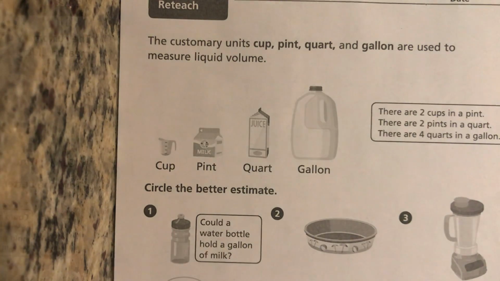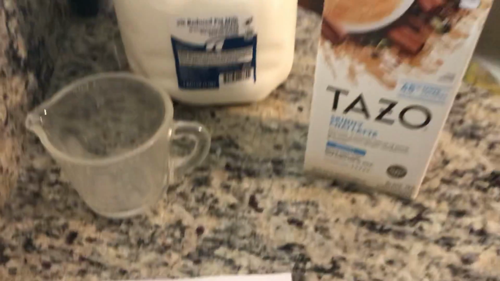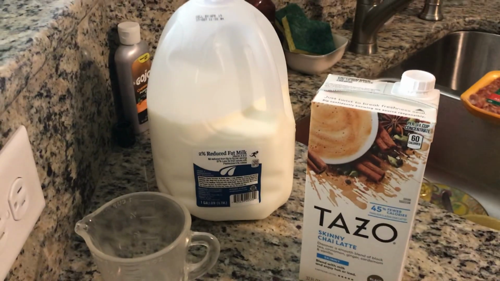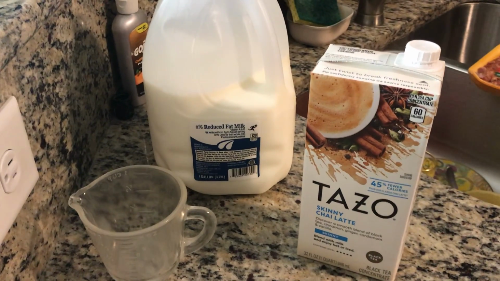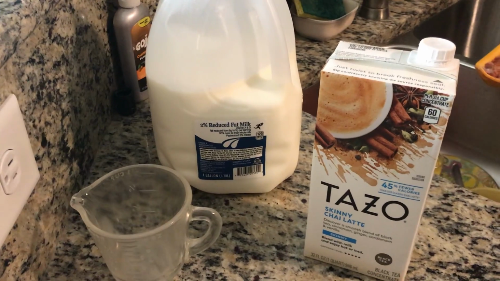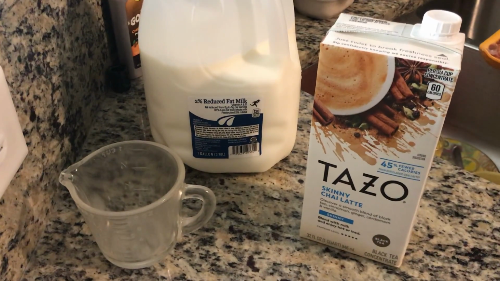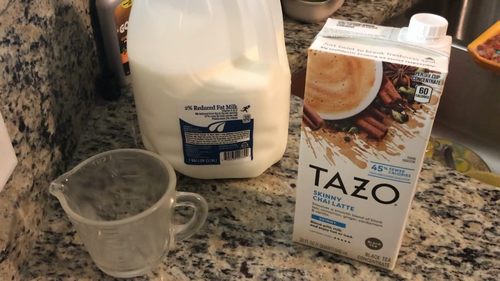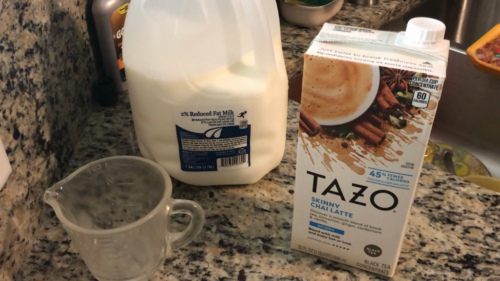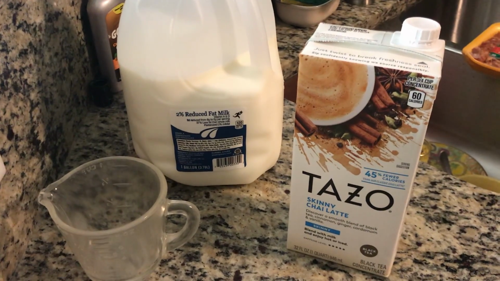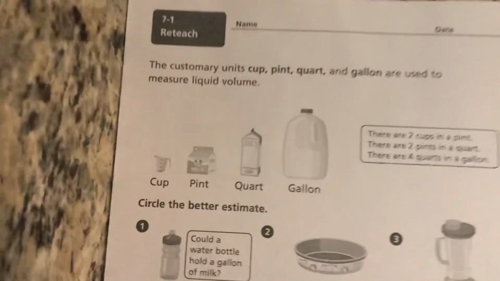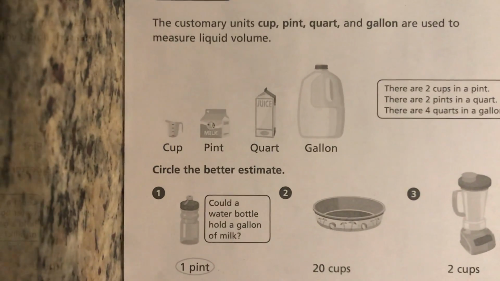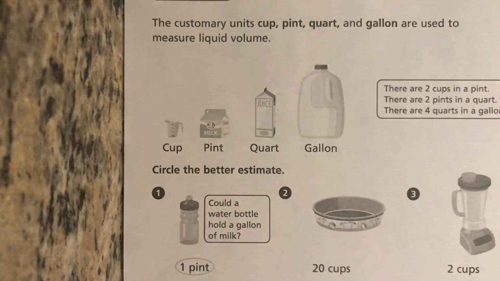The next part of this week's activities talks about measuring, and it could be fun and help visualize for the students to find the 4 different units of customary measurement for liquid volume. I have a glass measuring cup. The Tazo container is about 1 quart, and obviously I have a gallon of milk, to help go along with the pictures at the top of the sheet to help them better visualize the size.